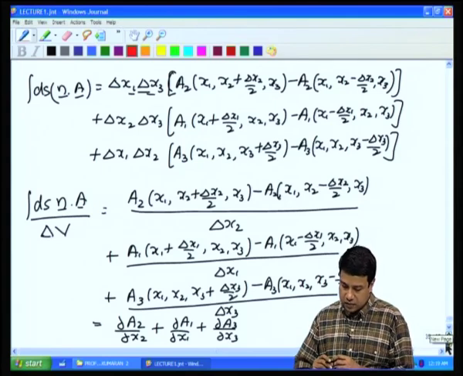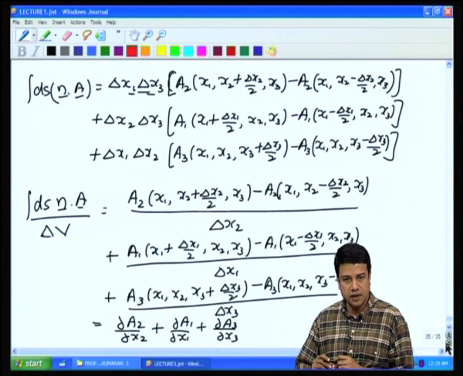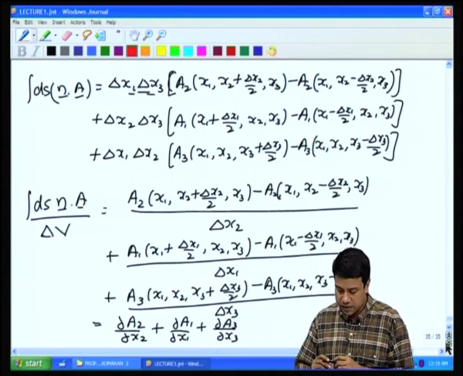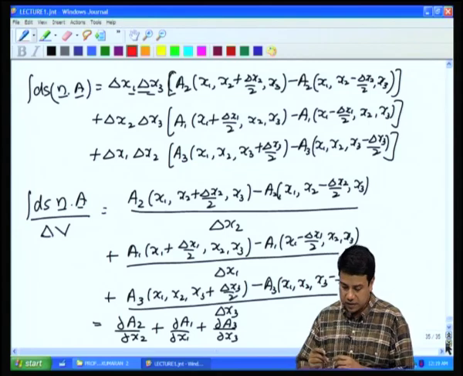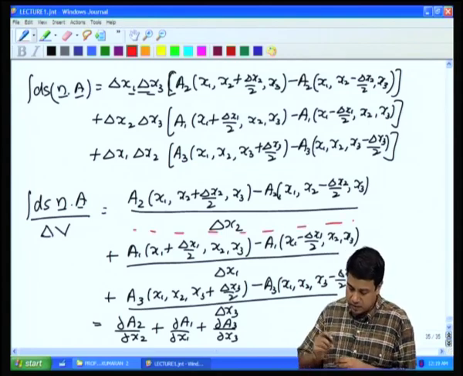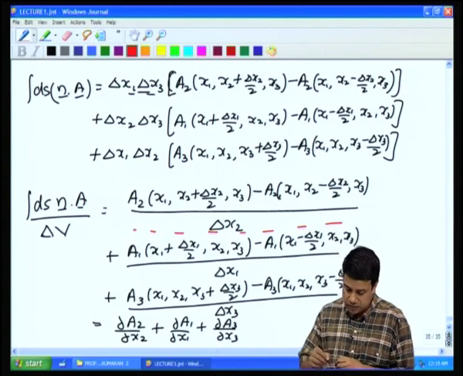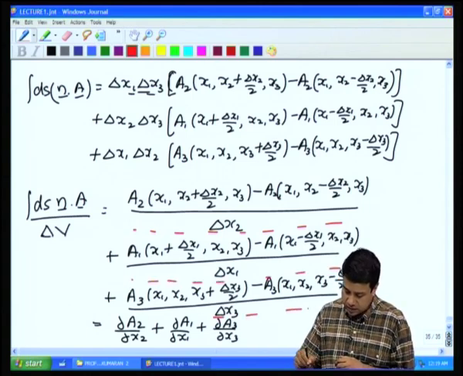And so, I get a total of 6 terms here, 3 of which are positive, 3 of which are negative, and then I have to divide by the area. And when I divide by the area, I get a2 at x1, x2 plus delta x2 by 2, x3 minus a2 at x1, x2 minus delta x2 by 2, x3 divided by delta x2. Similarly, in the x1 direction and in the x3 direction.